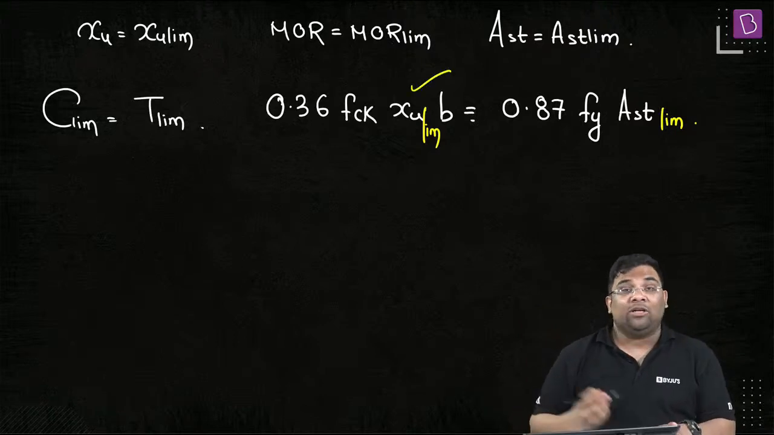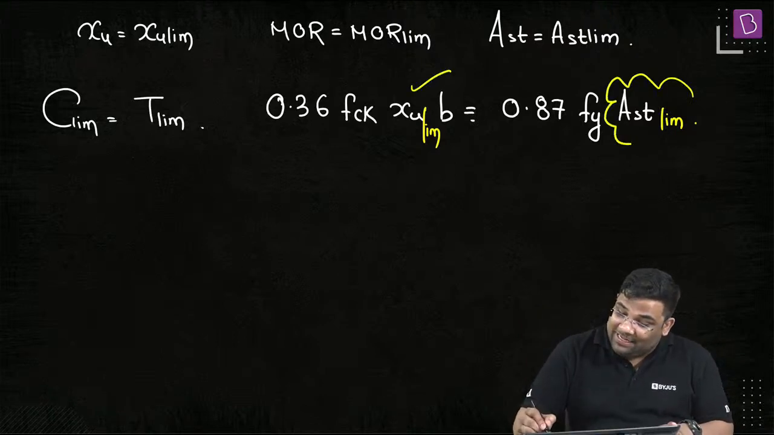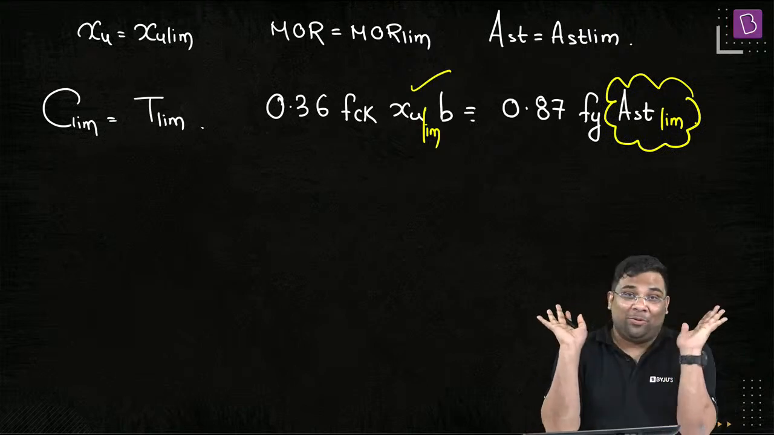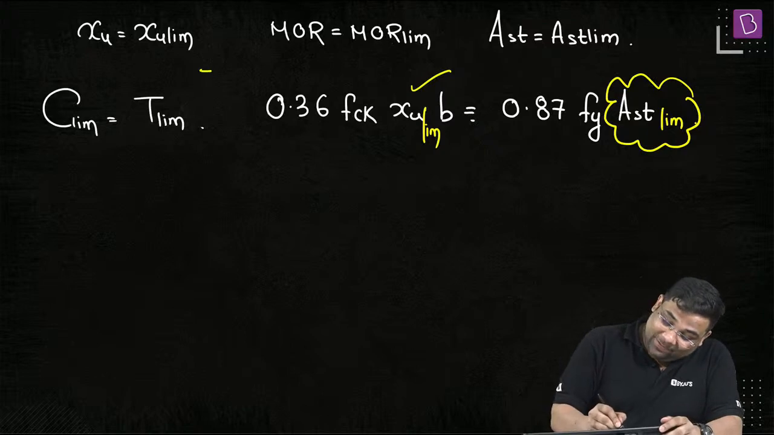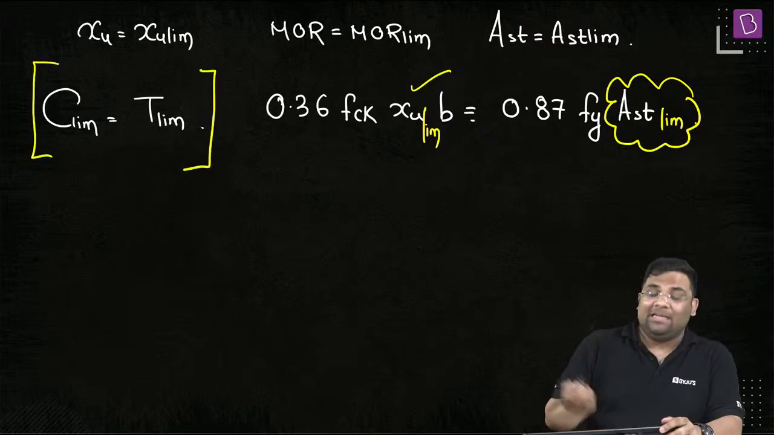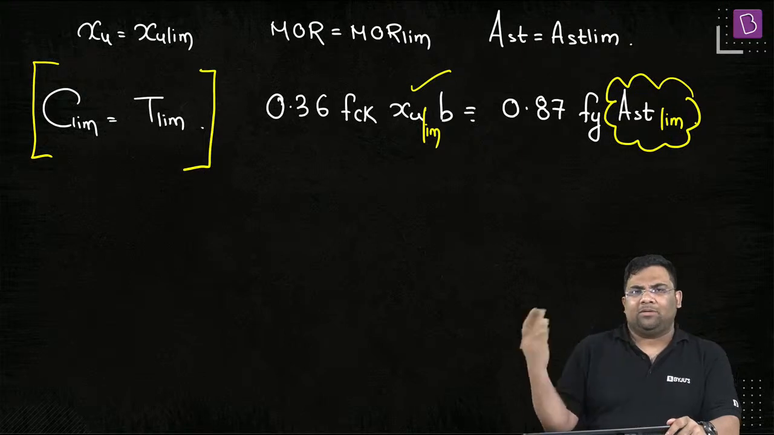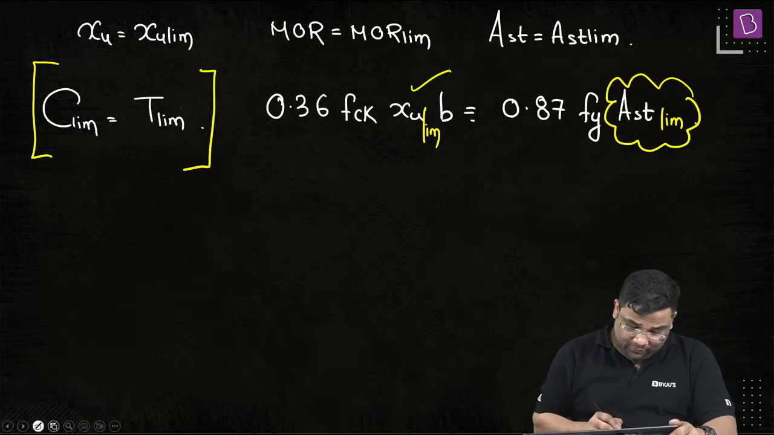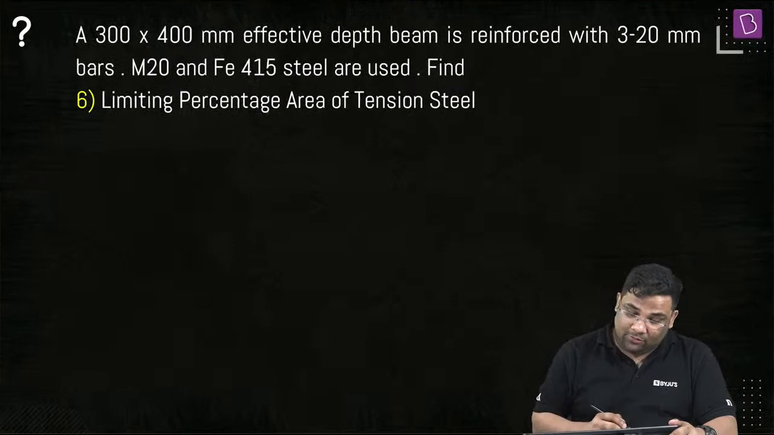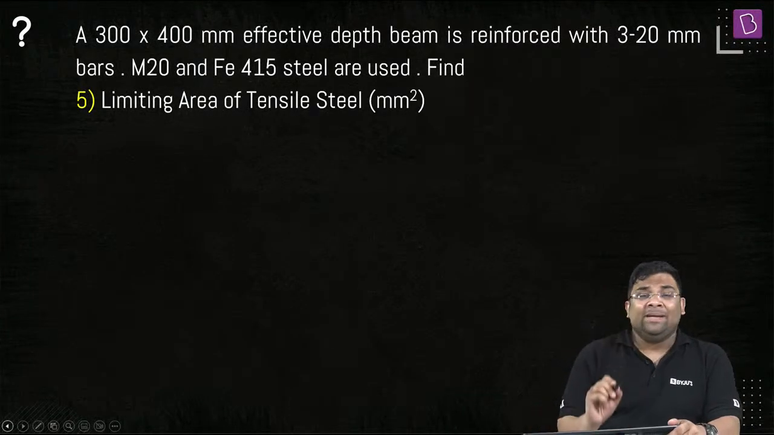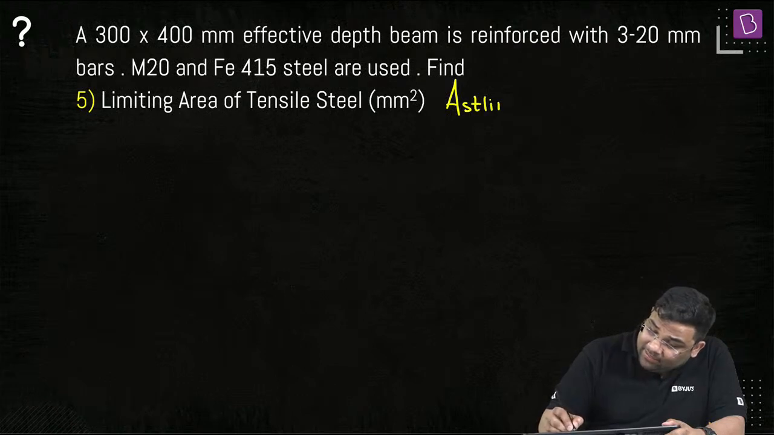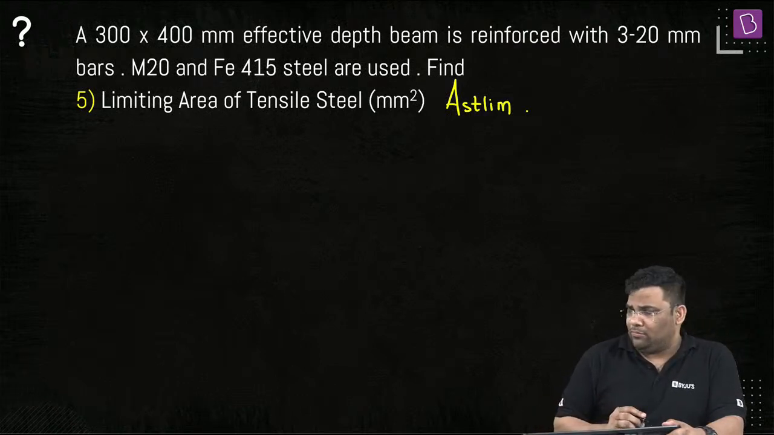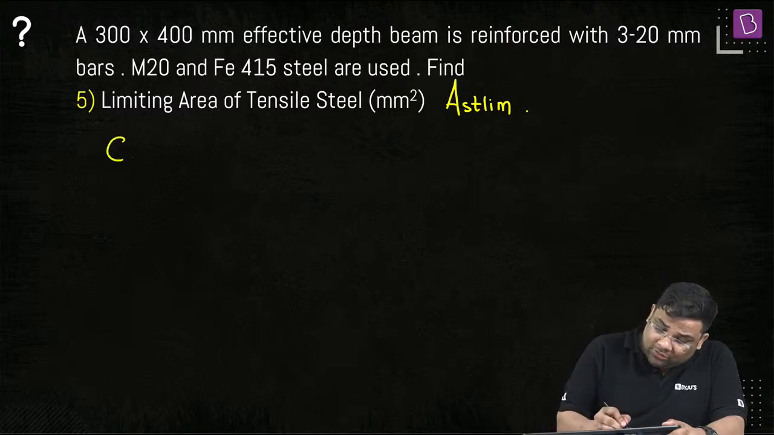Now you know how to find out XU limiting, so you can find out AST limiting. No need to remember any formula. Just remember C is equal to T, and at limiting condition, C limiting becomes equal to T limiting. So if I ask you the limiting area of tension steel, AST limiting, can you find out the value? Use the concept of C limiting is equal to T limiting.